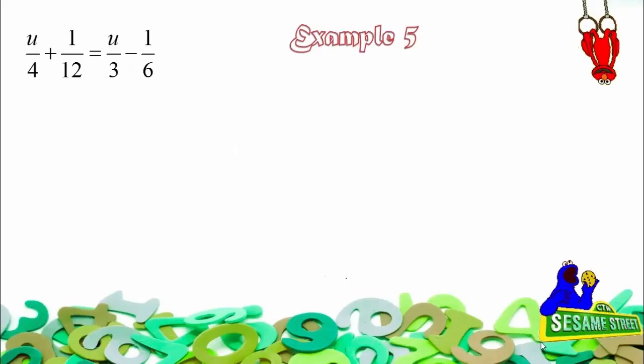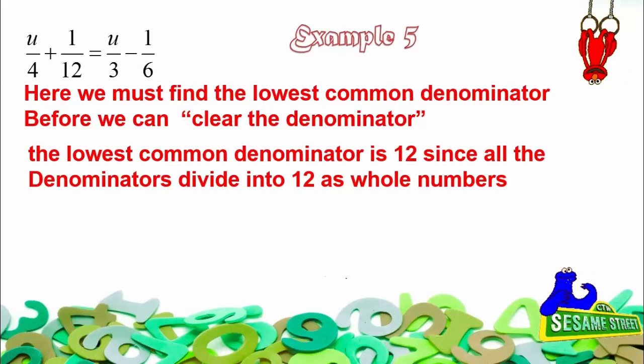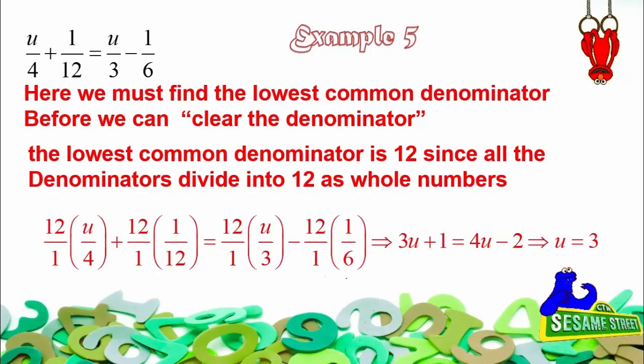In reviewing what we did on the whiteboard, we found that we must find the lowest common denominator before we can clear the denominator, because notice how all these denominators are different. The lowest common denominator we found is 12, since all the denominators divide into 12 as whole numbers. And then we use 12 over 1 to clear the denominator and make it into a regular algebraic equation and solve for u, and we found that u is equal to 3.